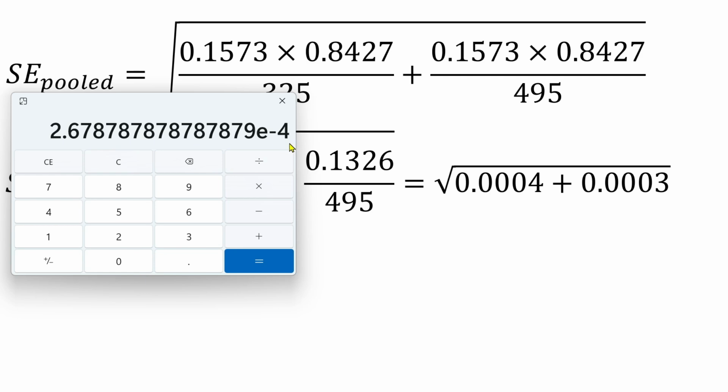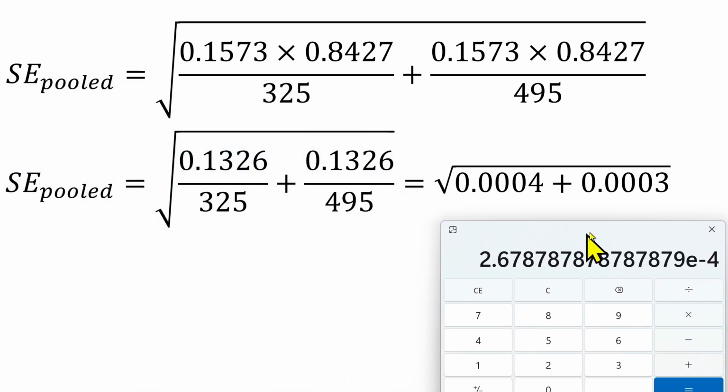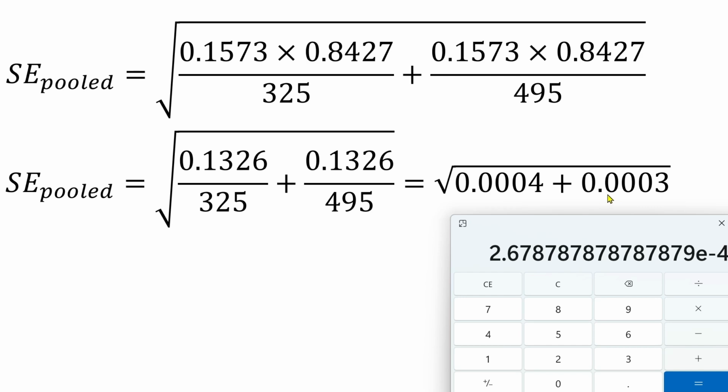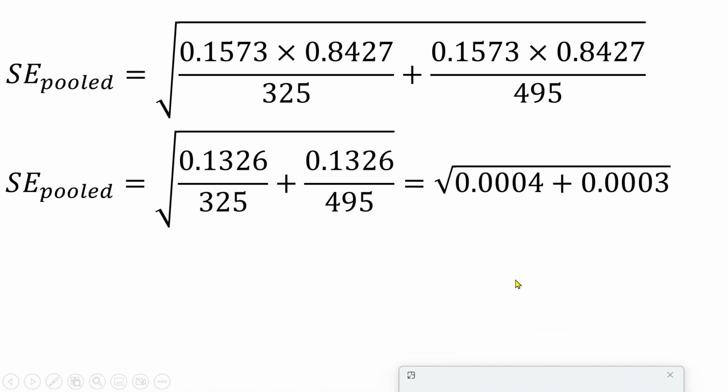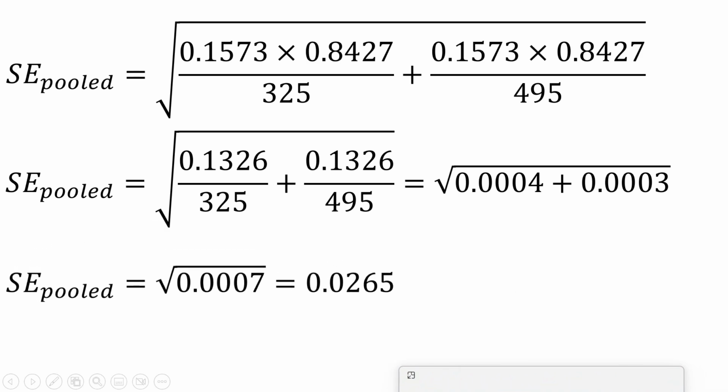And see, we get scientific notation. Now check it out. What that minus 4 is telling you is that this first digit, 2, goes in the fourth decimal place. But wait a minute. That 2, we can round up to a 3 because the next digit is 5 or more. It's a 6. So we're going to round that to 3 and put the 3 in the fourth decimal place. As you see here, 0.000, and in the fourth place, we put the 3. That's how you deal with the scientific notation. So completing that calculation, we get a pooled standard error of 0.0265.